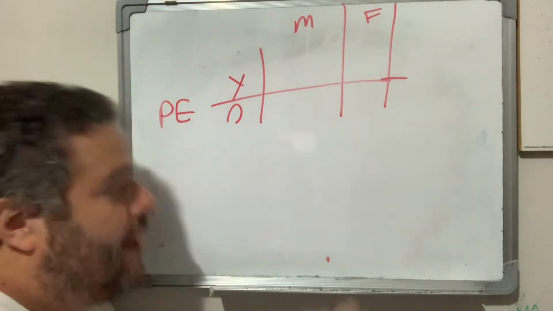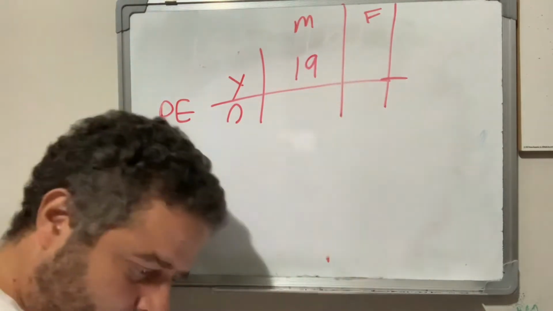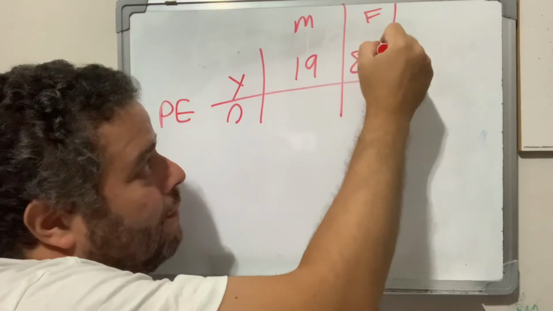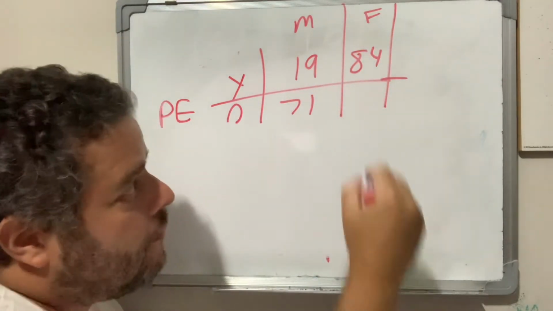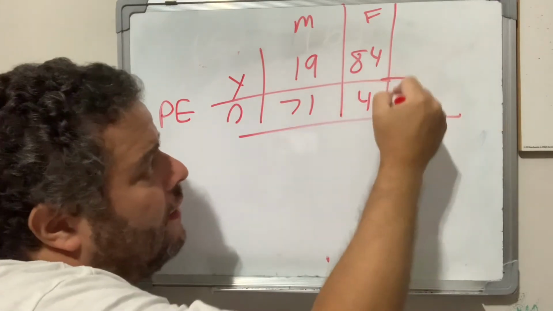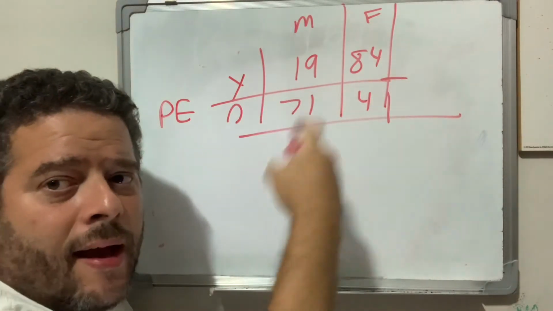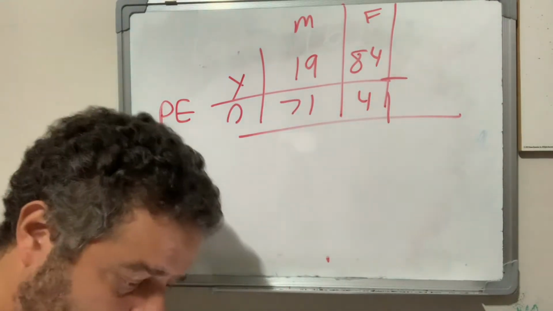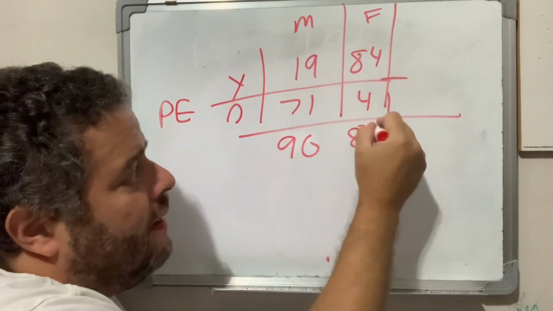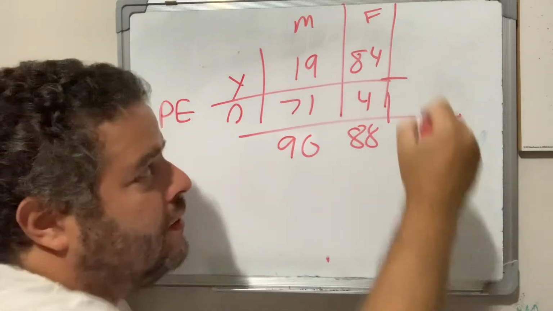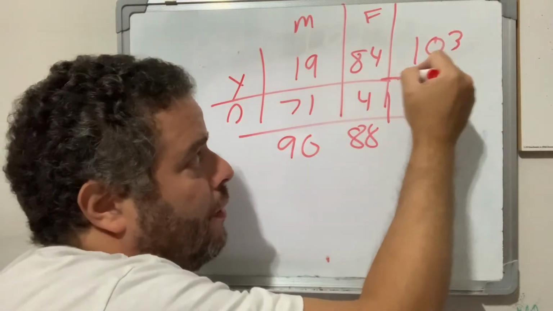So I have 1984, 71, 4. And then, this is a two-way table. I have my marginal values. So I'm going to have a 90 here. When I add this, I'm going to have an 88. I'm just going to use the book. It's going to be easier. 103.